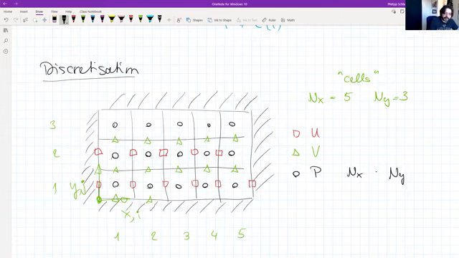For the u velocity, on the other hand, we realize that we have one more in the x direction. So we have nx plus 1 times ny red squares here. And if we think of the green triangles, we have 4 times 5. So we have nx times ny plus 1 triangles.